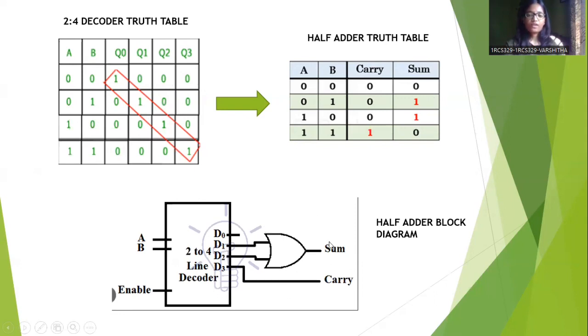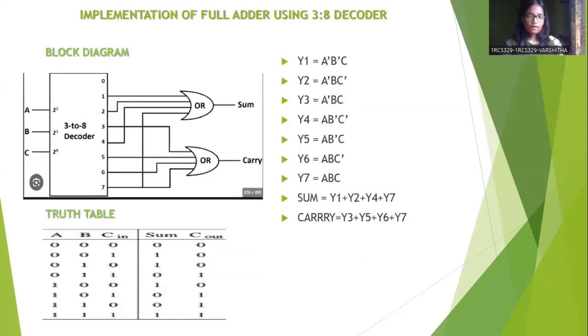We get the sum. When we compare Q3 and the carry output signal of the 2 to 4 decoder and half adder truth table respectively, we observe that Q3 is equal to carry. So D3 is nothing but carry. This is how a half adder can be implemented with the help of a 2 to 4 decoder.